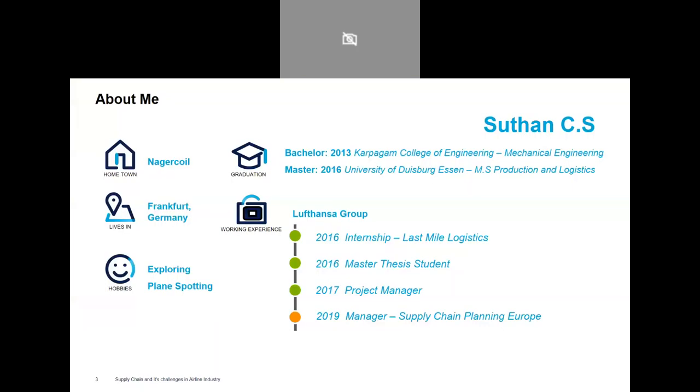So about me, my name is Sudhan. My hometown is Nagercoil. I can speak Tamil well, but let me do it in English, then it's easy for me and would be in a perfect format. As sir mentioned, I did my bachelor's in mechanical engineering in Karpagam, and then I started learning German for coming to Germany to do my Master of Science in Production and Logistics. And I'm currently living in Frankfurt in Germany.